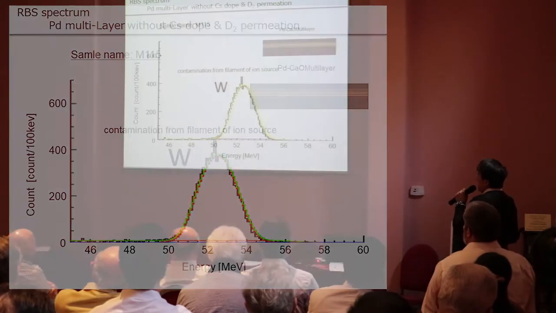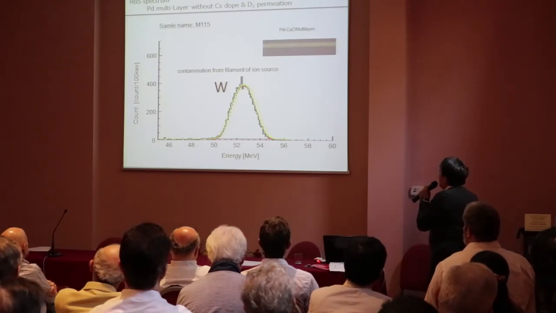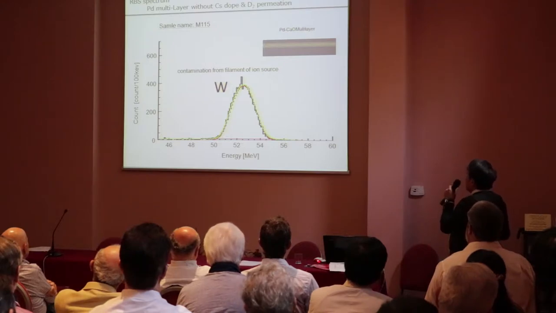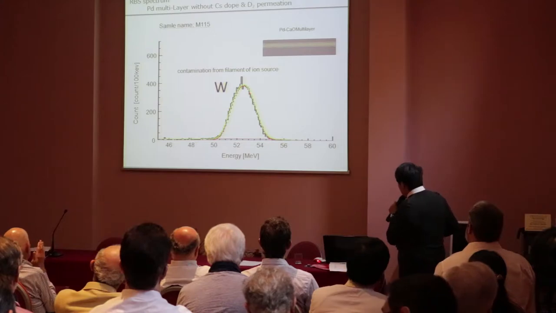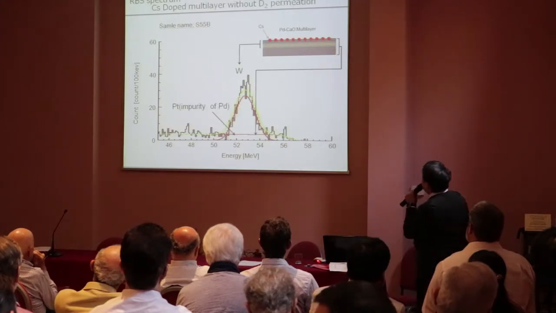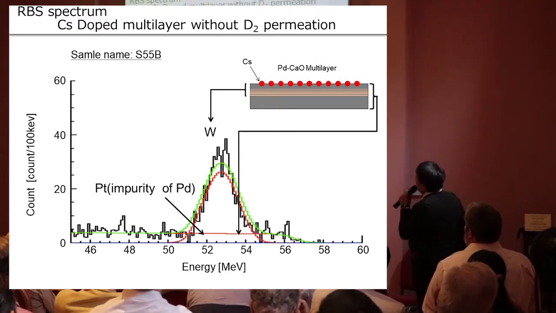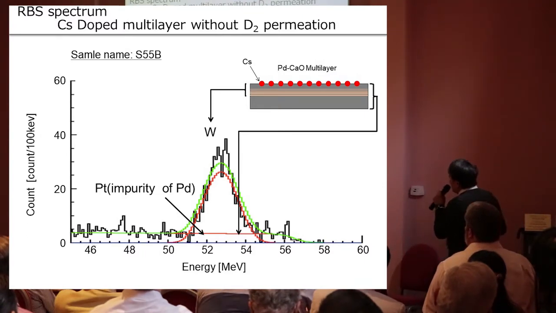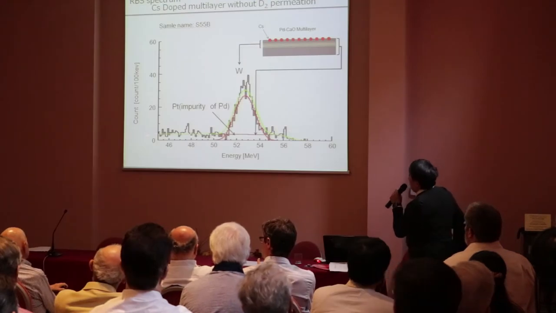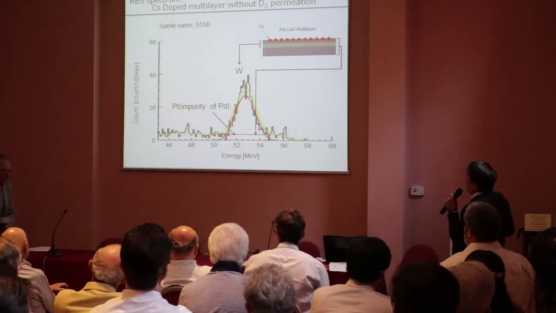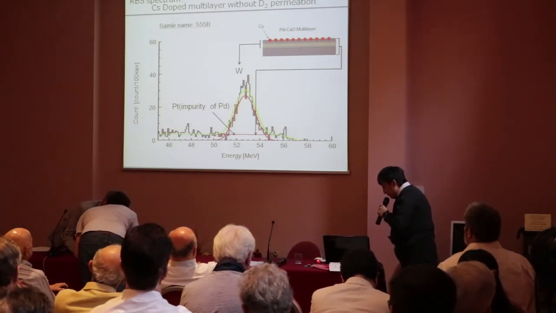Next are details in the samples. This sample, M115, is a palladium calcium layer only. Here we can see the tungsten. And next is the cesium deposition, with only tungsten and platinum in the spectrum. This is reasonable data of our impurities.